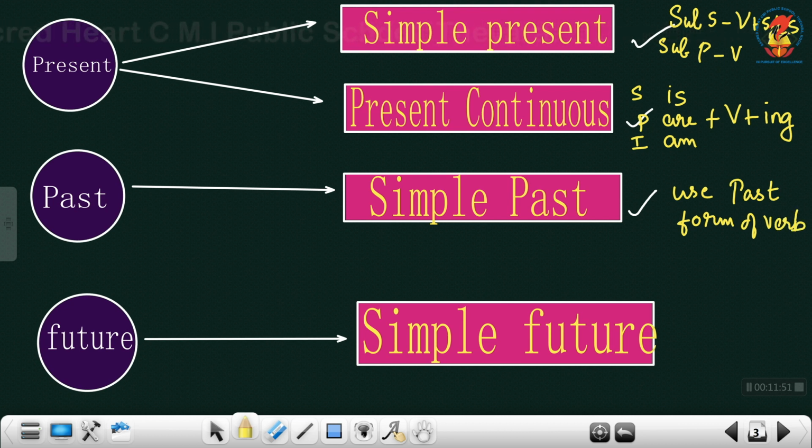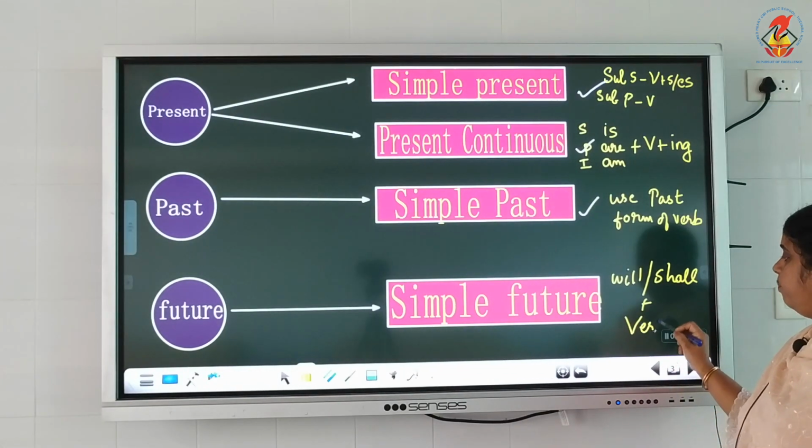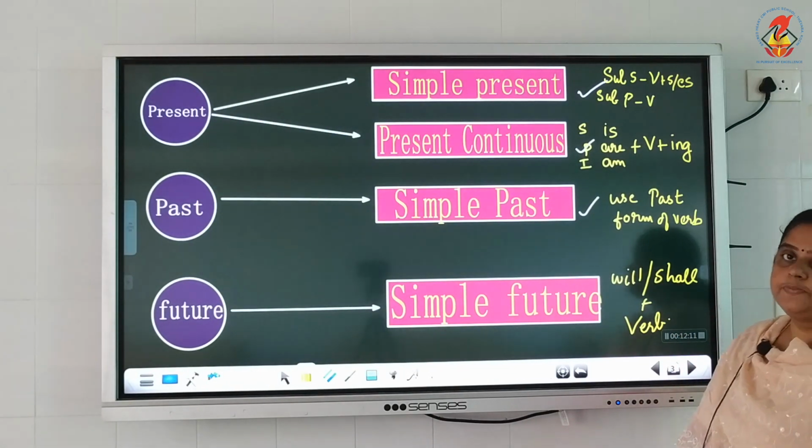And what was the format for simple future tense? For simple future tense, you have to use will or shall plus the original form of the verb. That was the format. I hope it's clear to you.